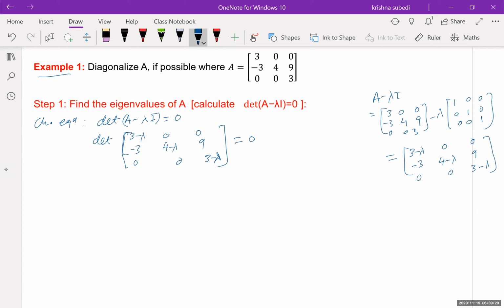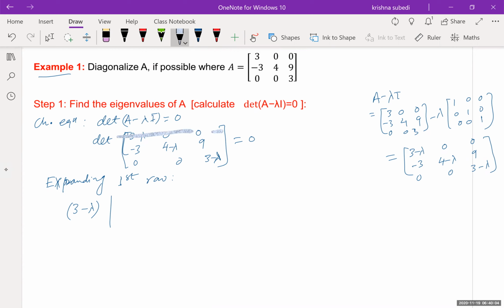So which row or column do you want to expand? First row. Let's expand the first row because there are 2 zeros. So expanding the first row, recall from chapter 3, you're going to get 3 minus lambda, and the remaining is, this is gone, this is gone.